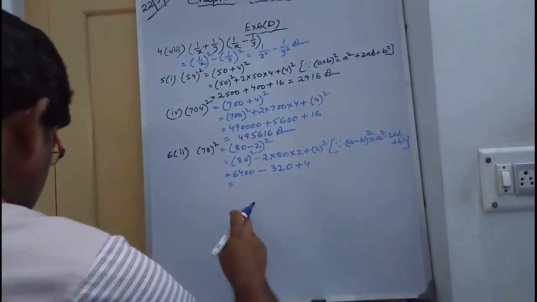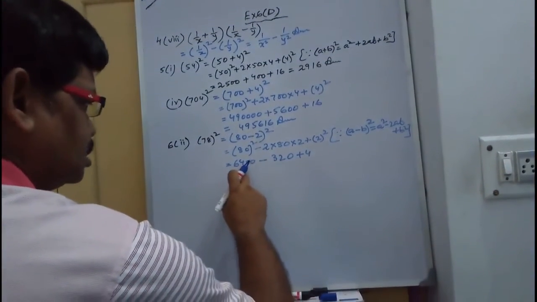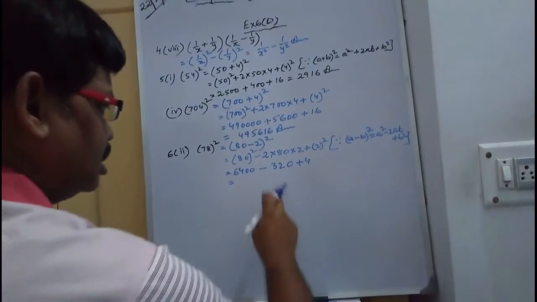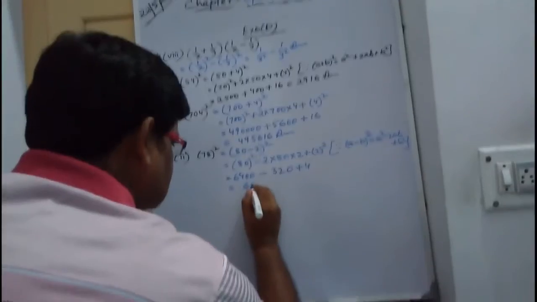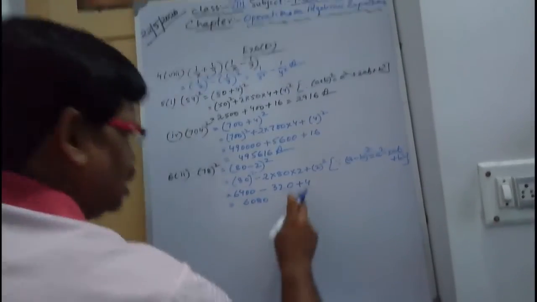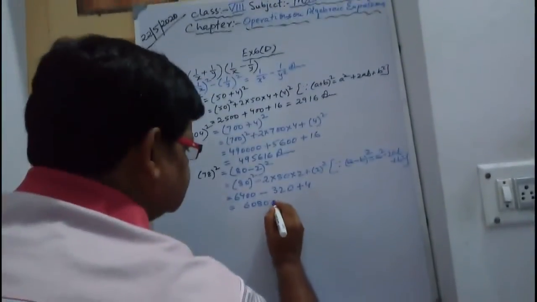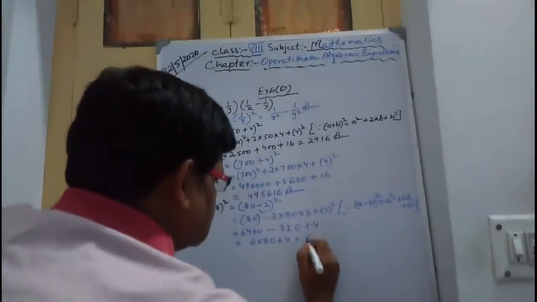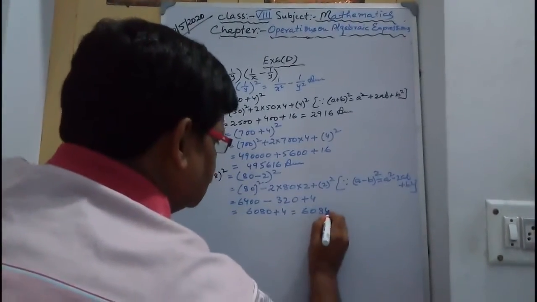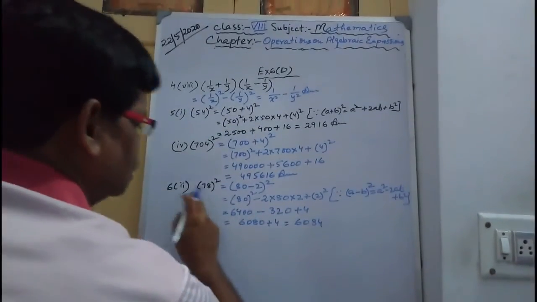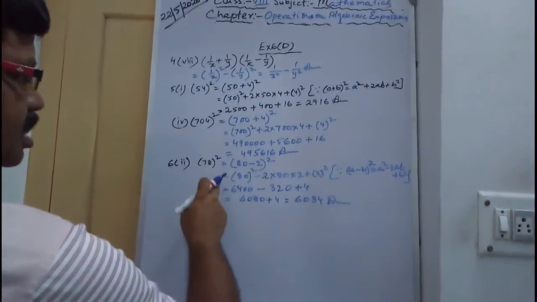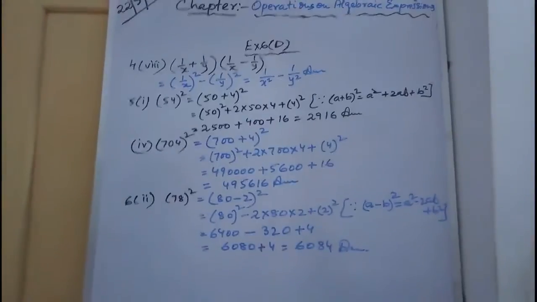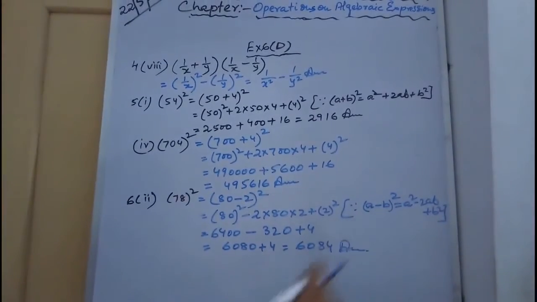Now first to subtract it, 6400 minus 320, that is equal to 6080. Now add 4 with it. So 6084. This is the answer of this. So this one expanded by using that formula, (a minus b) square.